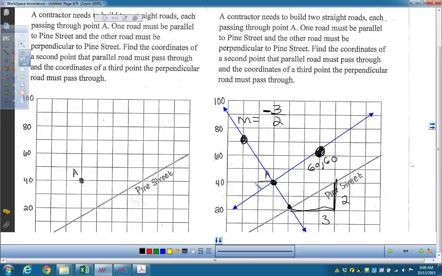Follow that? If it's got a slope of -3/2, I could go backwards 2 and up 3, or I could go forwards 2 and down 3. So any of those points would work. This one here, you can figure out what that one is, or that one there. Yeah?